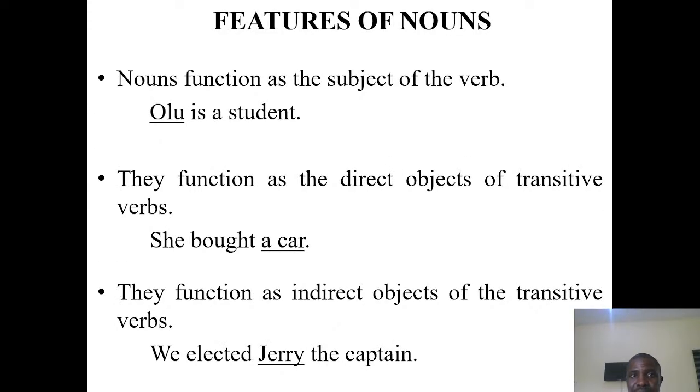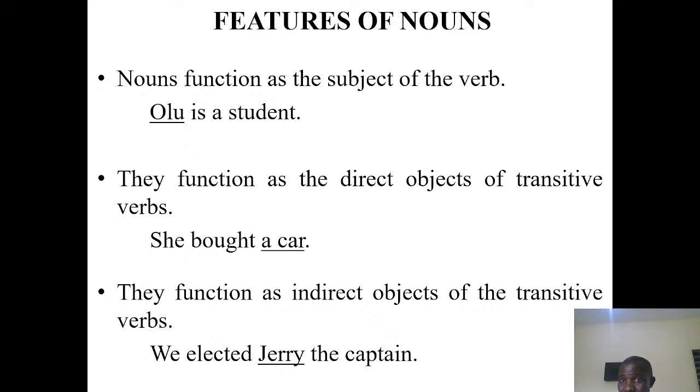Features of noun. A noun functions as the subject of the verb. Like I told you, what usually occupies the subject position is a noun, unless there is a determiner or adjective before the noun. But usually, what we regard as the subject is the noun. So the word Olu, in Olu is a student, is a specific name of a person, and it's a noun. And the function of it is what?